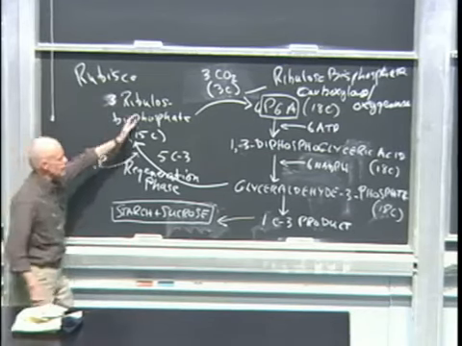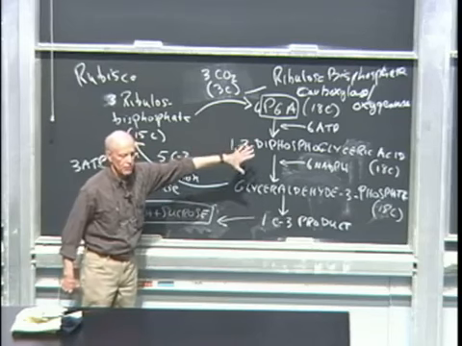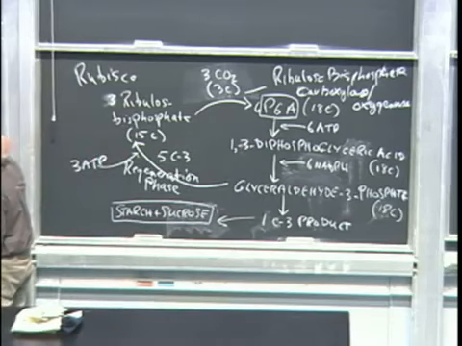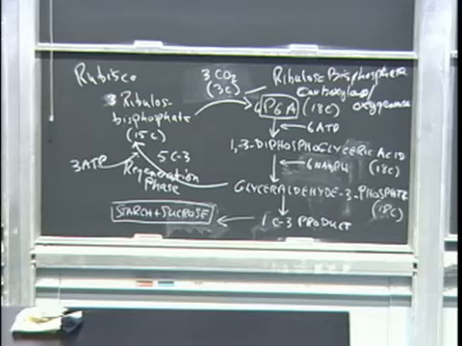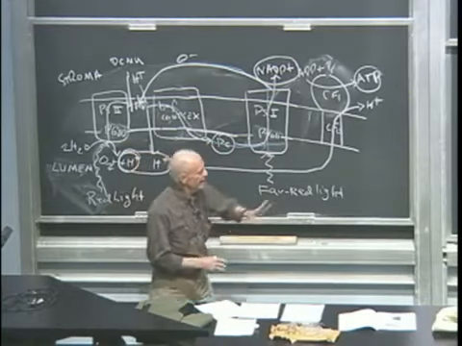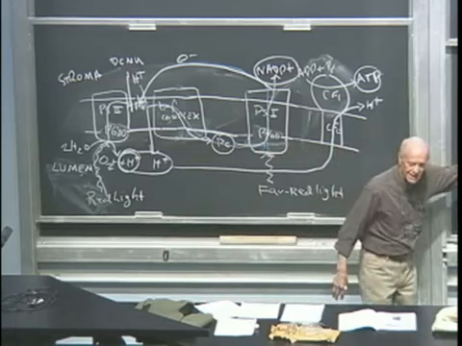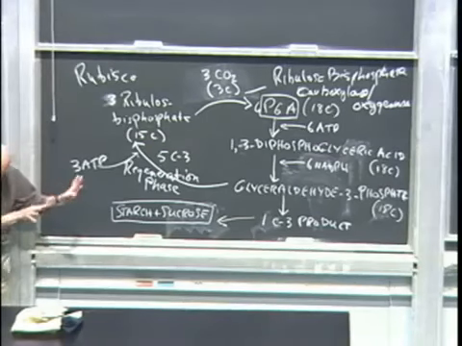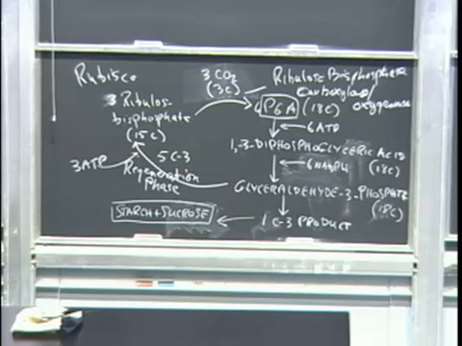All of these reactions occur in the stroma of the chloroplast, this region out here, where the ATP and NADPH are being made. So we've got stromal enzymes. None of them are on membranes. No membrane involvement in this.